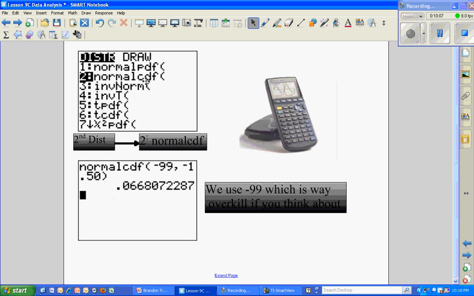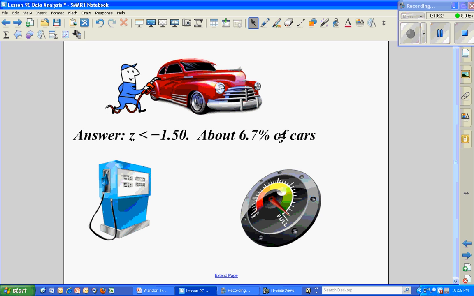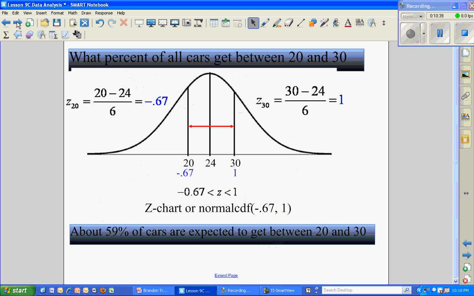Okay, so here it is in the calculator. Second, distribution, normal CDF, and you can type it in that way. Some calculators, depending on the system, are going to require the comma 0, comma 1. Some of the older calculators let you just type in the low and the high. So 6.7% of the cars are going to get less than 15 miles per gallon.